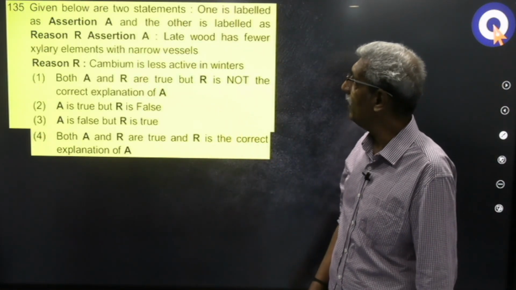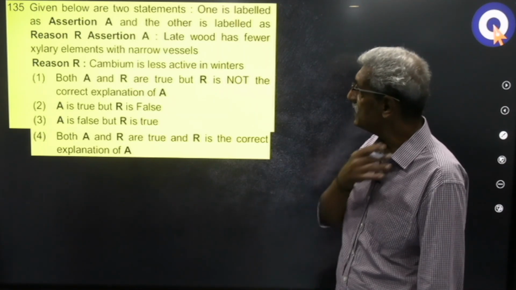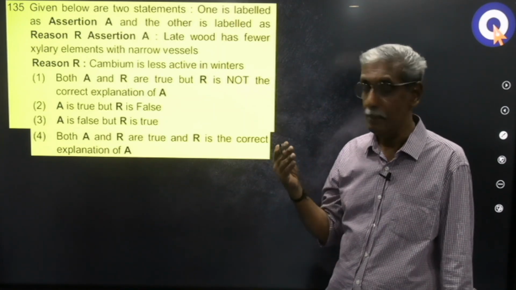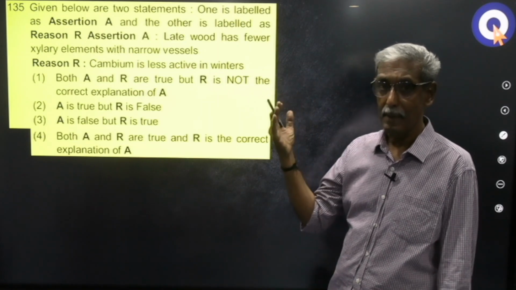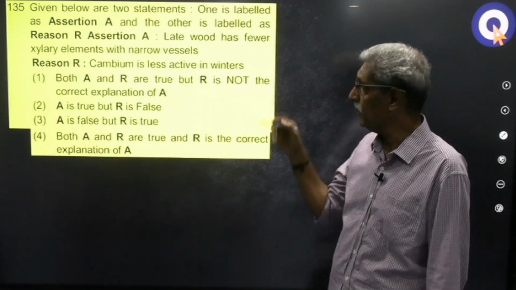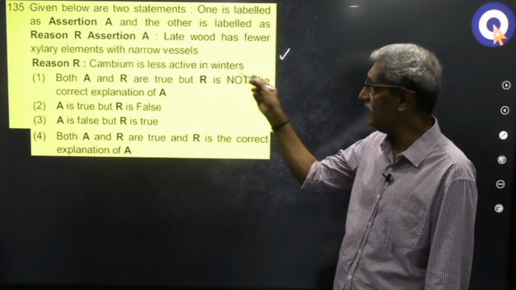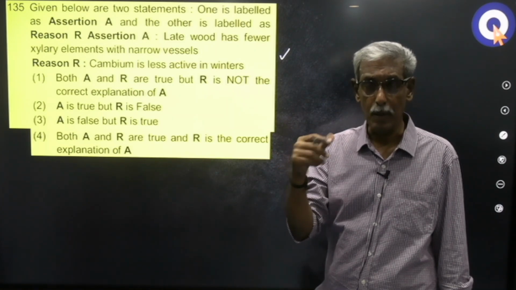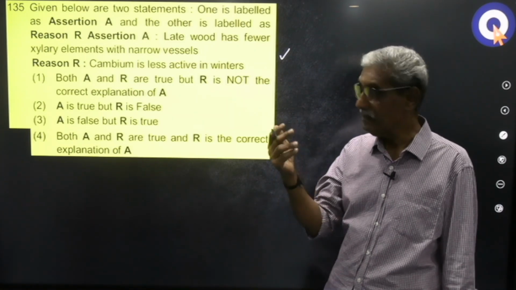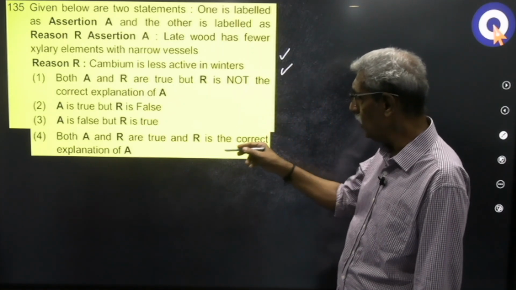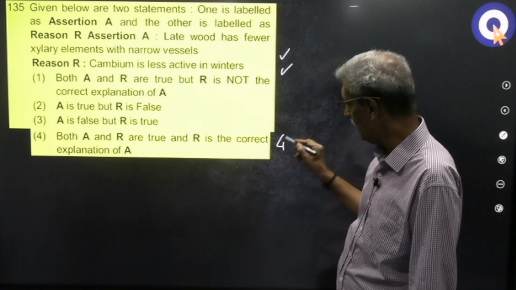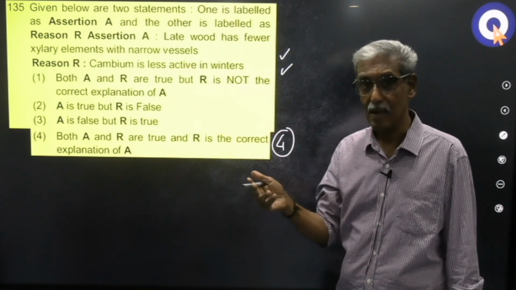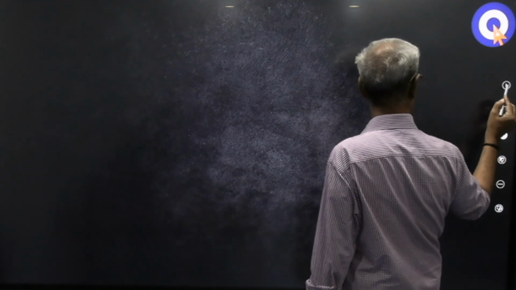Then we are going to 135. Okay, what does it say? It says late wood has fewer xylary elements with narrow vessels. The wood which is formed later on is primarily non-conductive wood, so therefore it has narrow vessels. And cambium is less active in winter. In winter, there is presence of callose plugs. So a dividing tissue or meristematic tissue like cambium is less active. So both the statements are true, and R is an explanation of A. So option number 4 is right. This has come from plant anatomy during secondary growth.